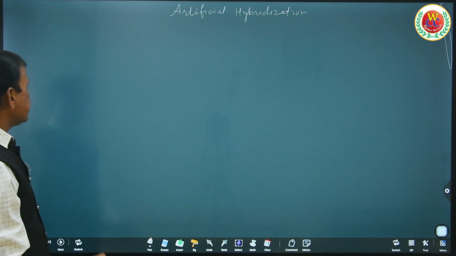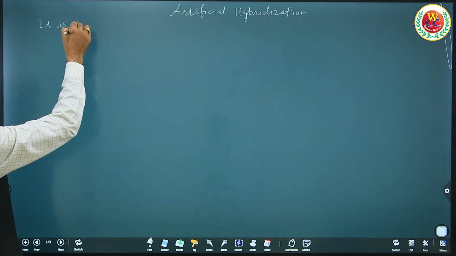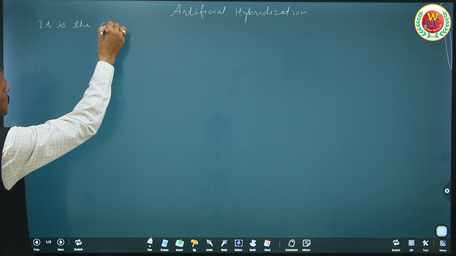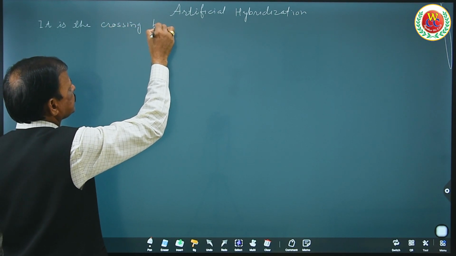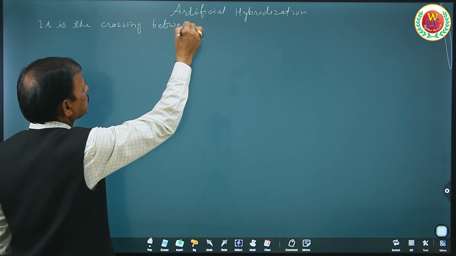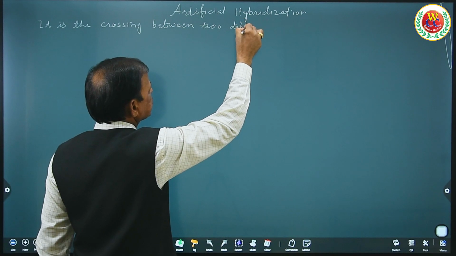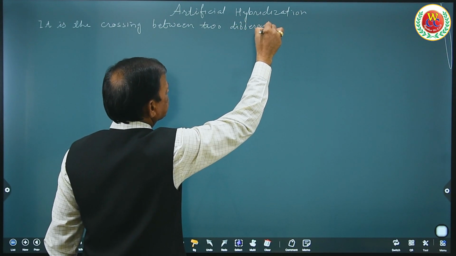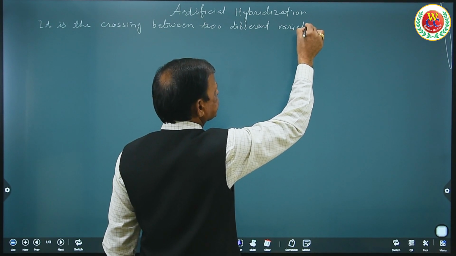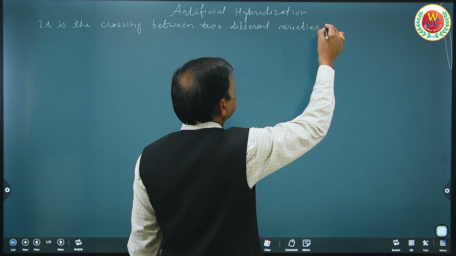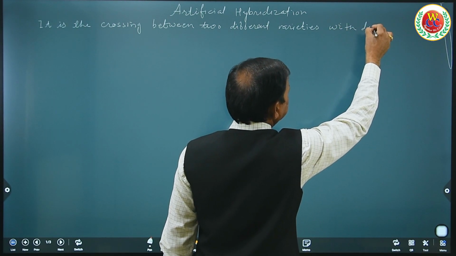So it is the crossing between two different varieties of a crop or varieties of a plant, two different varieties with desired characters.